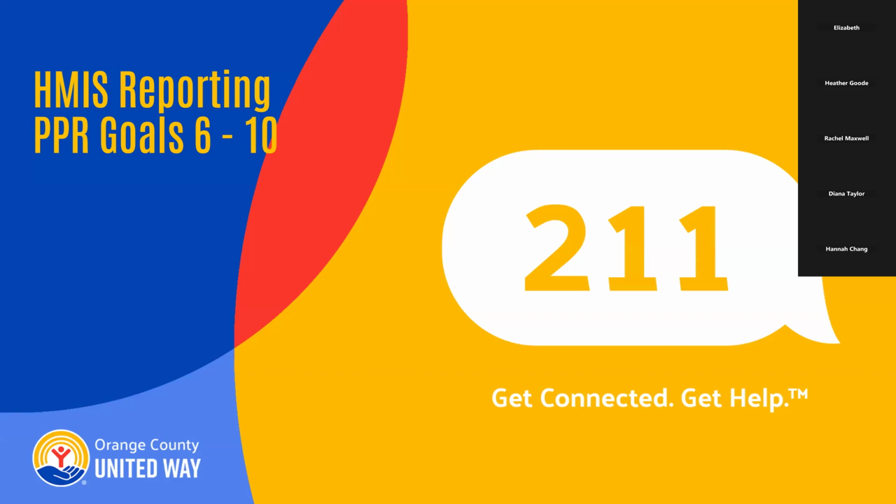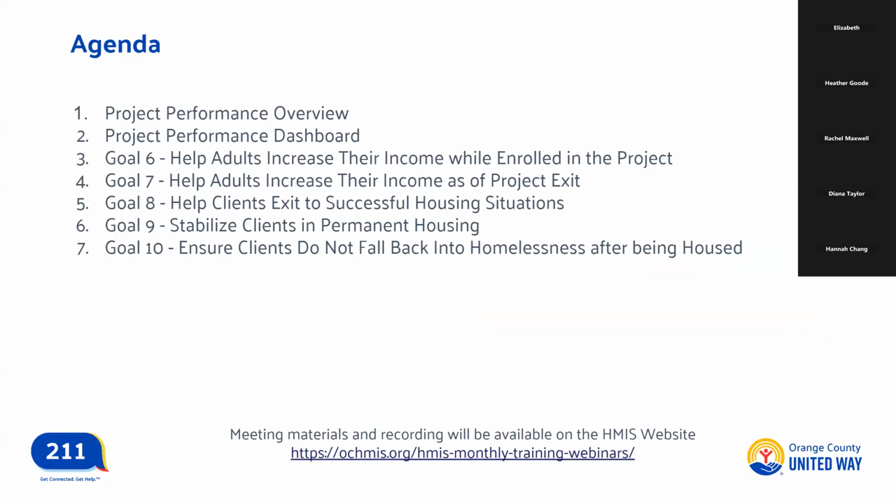We're going to be covering the project performance report goals 6 through 10. We have the following items for our agenda. We are going to go over the project performance overview document, how to access the project performance dashboard, and also do a deeper dive in each goal and how each goal is calculated.